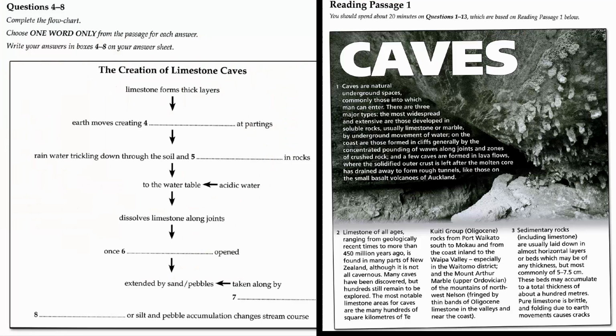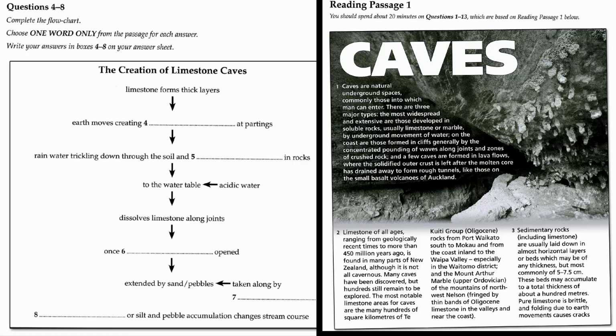So guys, the question type which we are going to do today is flowchart completion. I'm going to tell you how to deal with flowchart completion. Let's read from the beginning. Questions 4 to 8. Complete the flowchart. Choose one word only from the passage for each answer. Write your answers in boxes 4 to 8 on your answer sheet.